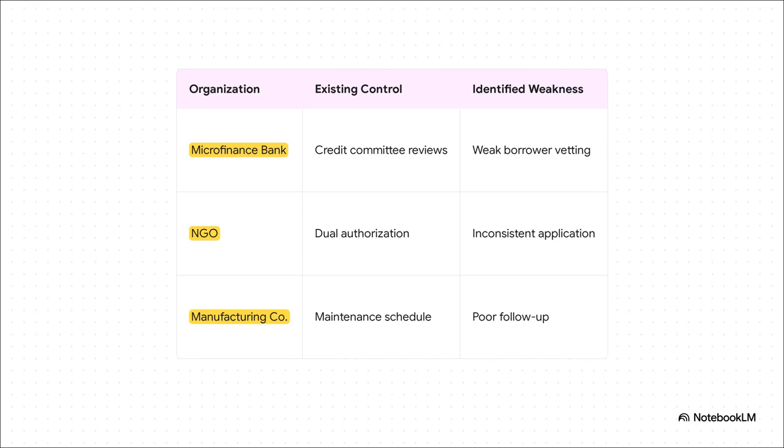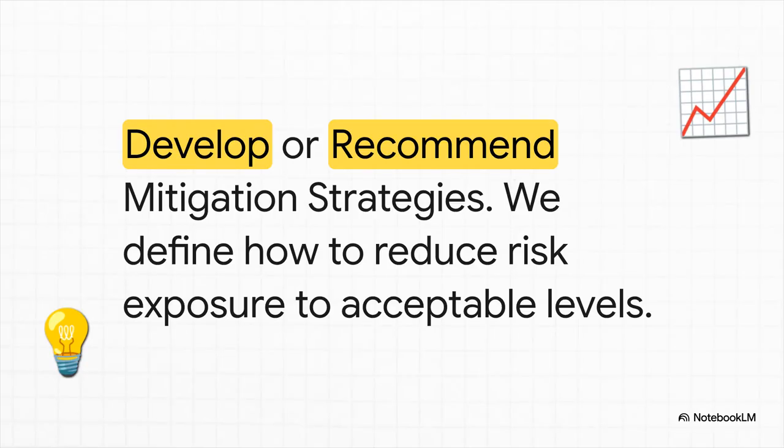This slide really shows the gap between what's supposed to happen and what actually happens. The bank has a credit committee, sure, but the borrower vetting is weak. The NGO says they have dual authorization, but it's not being applied consistently. And the manufacturer has a schedule, but nobody's following up. This is precisely where a good audit adds its value. And finding that gap leads us directly to step 3, which is the heart of the process.